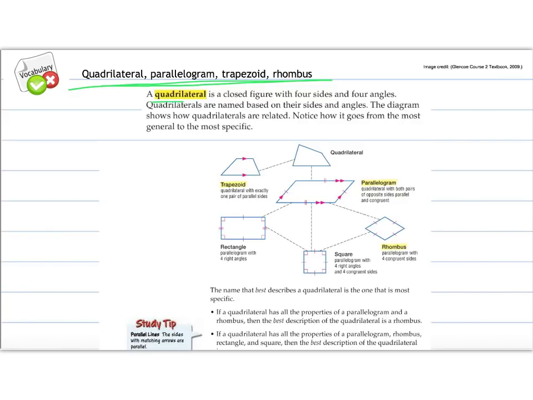Quadrilateral, the word quad means four, so it's a closed figure with four sides and four angles. So again, quadrilateral means, quad means four.